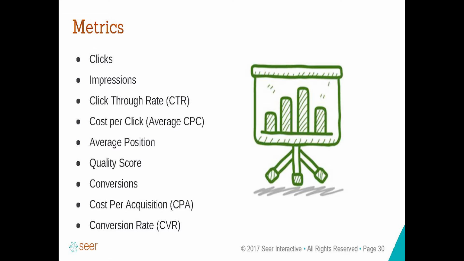Key performance indicators: quality score, click-through rate, and conversions. Like I said, quality score is a number assigned to your keyword. Google makes it up. You don't have control over it. Changing your bid doesn't affect it at all. What you can do, though, is make sure that your keyword, your ad, and your landing page are all really relevant.